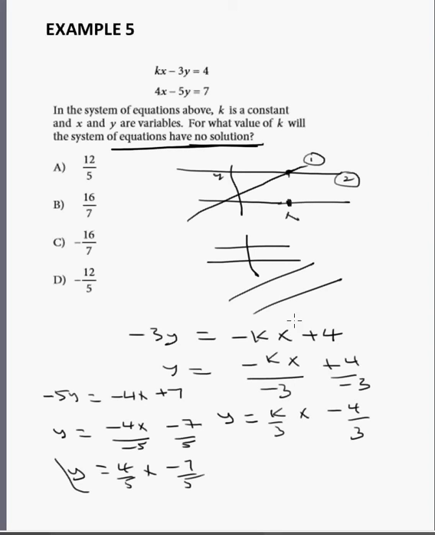As far as slope is concerned, I don't care about the y-intercept, right? So I'm worried about the slope. That means if they are parallel, then k over 3 should be equal to 4 over 5, right? So my k therefore has to be equal to 12 over 5. Cross multiply this, and it becomes 4 times 3 divided by 5. Therefore k has to be 12 over 5.